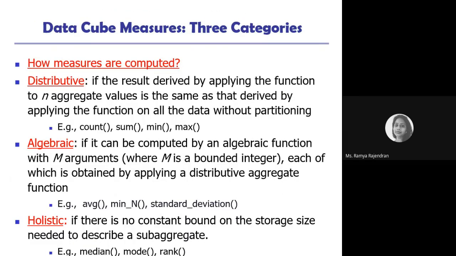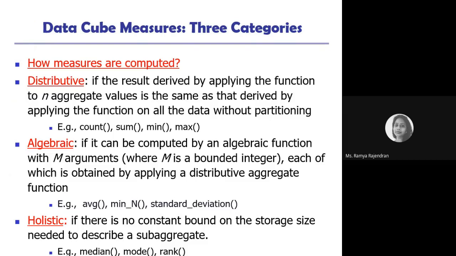Okay, so there are three measures. I've been talking about measures, right? The numeric data. So how are these measured? These are computed and measured in three different ways: distributive, algebraic, and holistic. When you say distributive, whether you take a small sample from the data or the whole thing, when you apply the function, it always remains the same. The count, sum, minimum, maximum.